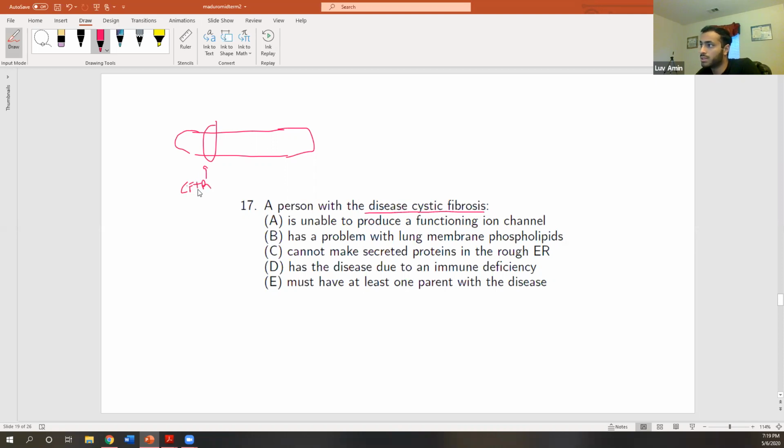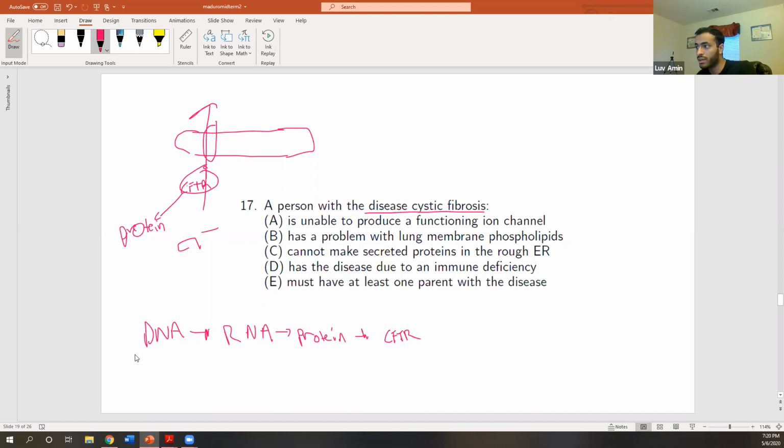So the transport receptor, CFTR, basically allows chlorine ions to pass through the membrane efficiently. However, if you have a mutation in the CFTR gene, right, because receptors are a type of protein, they go under the central dogma. You go from DNA to RNA to a protein, and our protein in this case is the CFTR receptor.